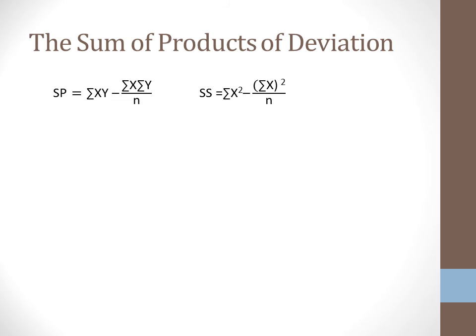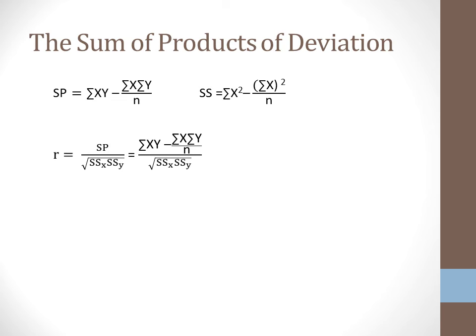But I'd just like to point out, now that we have the formula for SP, or the sum of products, we know everything that we need to know to compute the value of R. Because now that we know how to compute the sum of products, and we already know how to compute the sums of squares, we should be able to go ahead and fill out the formula.